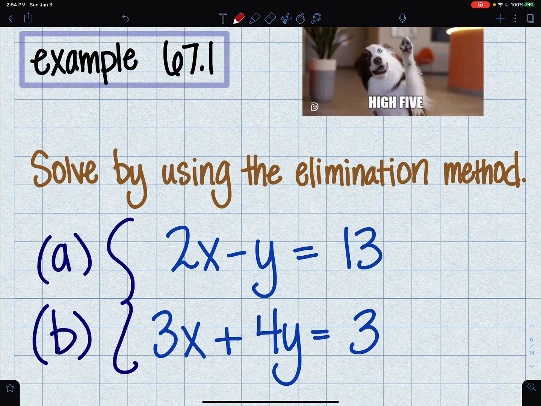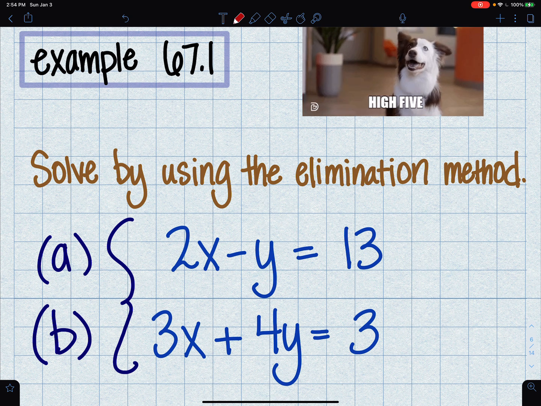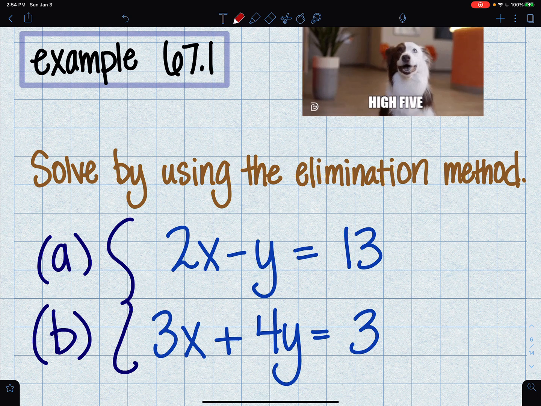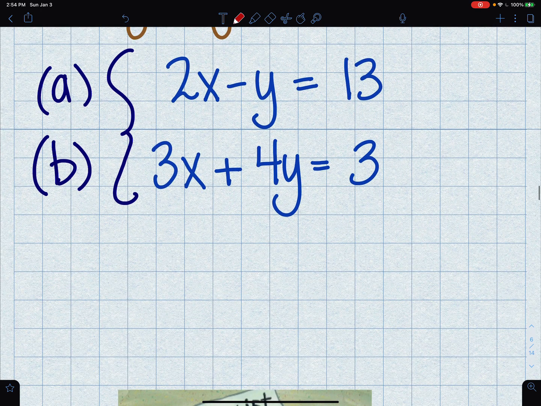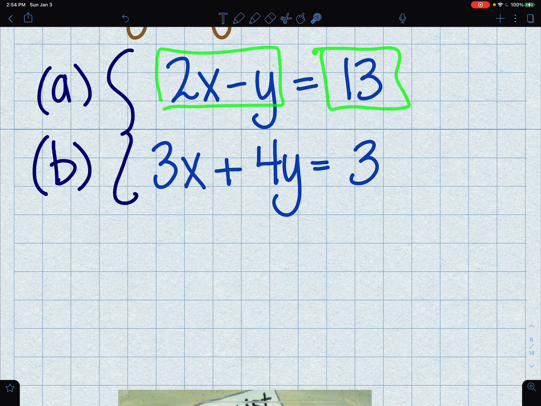Okay, example 67.1 says solve by using the elimination method. Remember, SpongeBob eliminated awkward introductions by adding. So we're going to add these together. That's the elimination method. The reason that works is because you're adding the same thing to both sides of this equation. You just happen to be adding this to one side, the left side, and this to the right side. But these are equal to each other, and so it works.